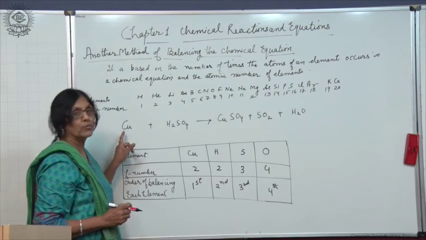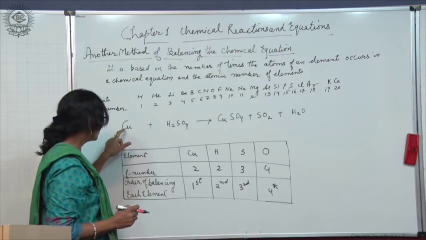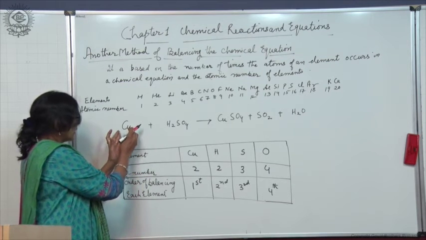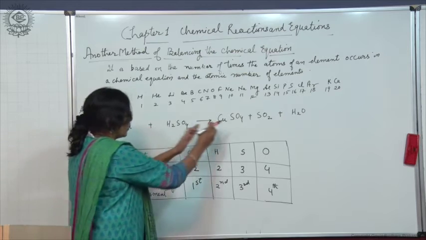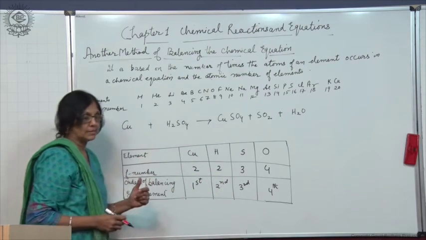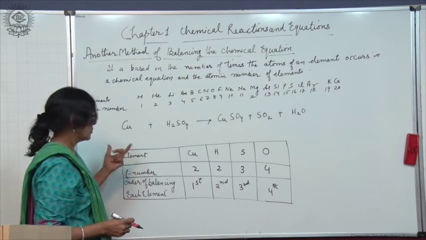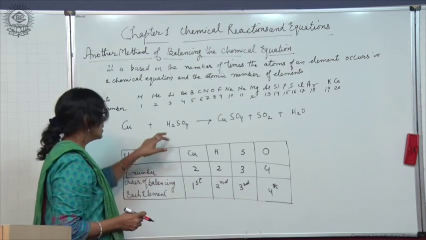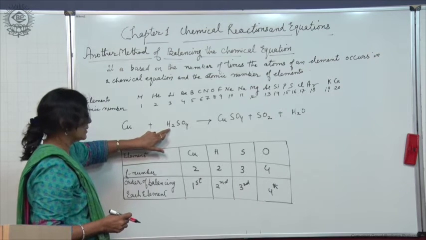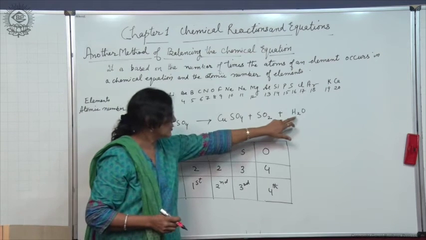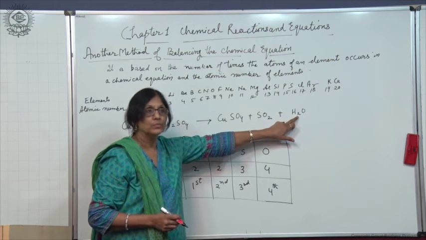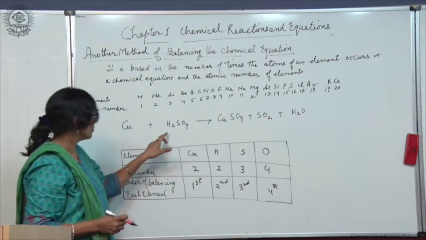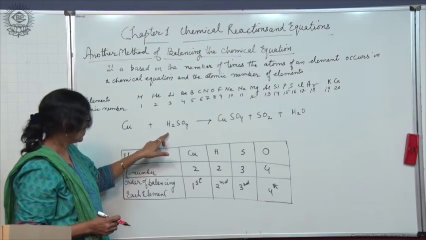First of all, we have to balance copper. Now, you can see copper atoms on left hand side is 1 and on the right hand side is also 1. So, it is already balanced. The next is hydrogen to be balanced. Hydrogen on left hand side is 2, on the right hand side also it is 2. So, number of hydrogen atoms on both the sides are equal.